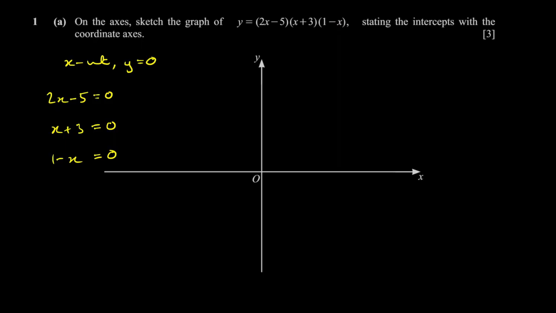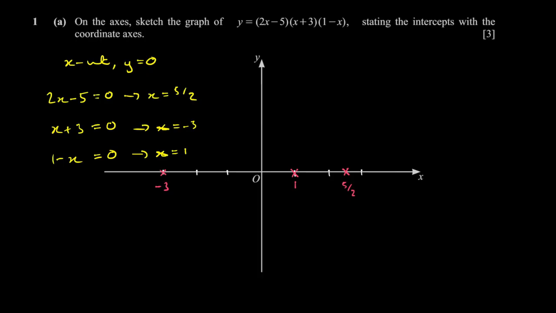And if 2x minus 5 is equal to 0, that means x is 5/2. So that gives us x is 5/2. This one will give us x is equal to negative 3, and this one will give us x is equal to 1. So we want to indicate that on the graph. So where will our x-intercepts be? 5/2 is 2.5, so that's going to be there. Negative 3 is over here. That's negative 3. And x is equal to 1 is there. So that's x is equal to 1.